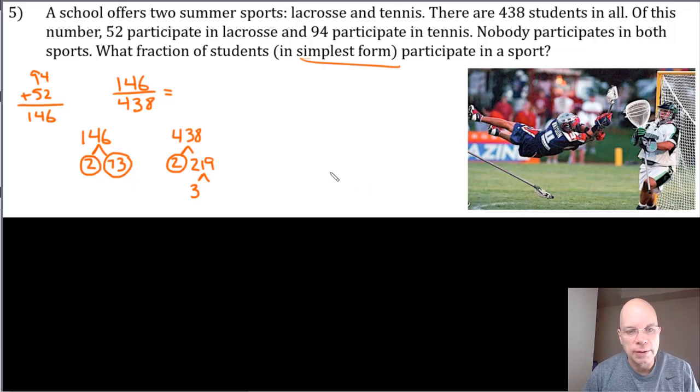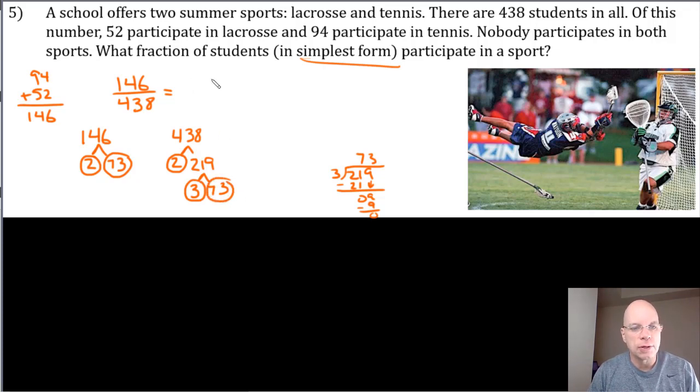If you didn't know what 219 divided by 3 was, you could always do this on the side. 7 threes is 21. And 3 threes is 9. So 3 multiplied by 73 would give me 219. And there's that big prime factor, 73 again.